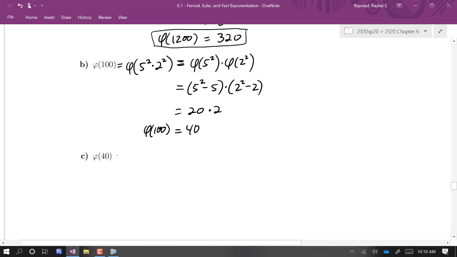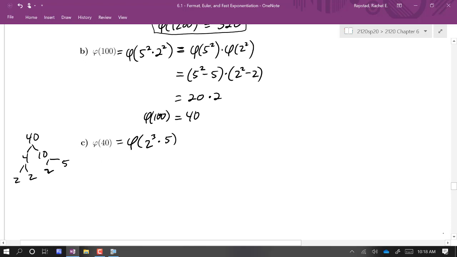And let's do one more, phi of 40. So 40 is 4 times 10, 2 times 2, 2 times 5. So the prime factorization is 2 cubed times 5. I'm going to split up the phi function. Phi of 2 cubed times phi of 5. That is 2 cubed minus 2 squared times, now phi of 5, that's just a prime, it's not a prime power, so I can just go straight to that result, which is 4.